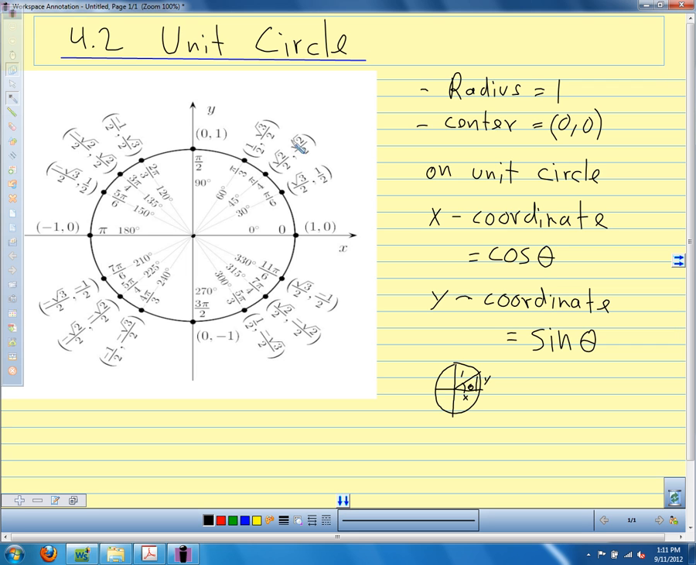Let me look at another. I'm not going to go through every single one, but are you starting to get the idea of how we use the unit circle? X-coordinate is the cosine of the angle, y-coordinate is the sine of the angle.